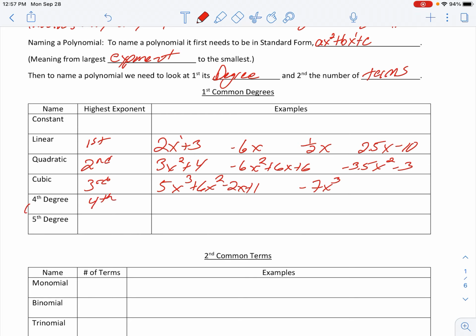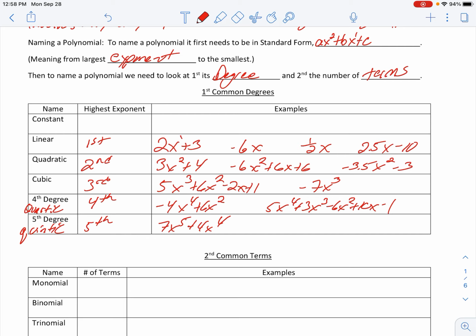Fourth degree. Fourth does have a special name. We call it quartic. But you could also just say fourth degree. So an example of a fourth degree is something like this, or something like that, whatever. Largest exponent is 4, that's a fourth degree. Fifth degree has a special one we call quintic. 7x to the fifth. You should have the idea going, okay? Those are all examples of those degree polynomials.